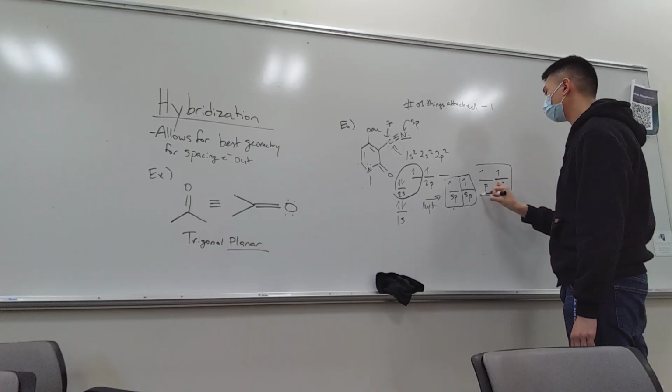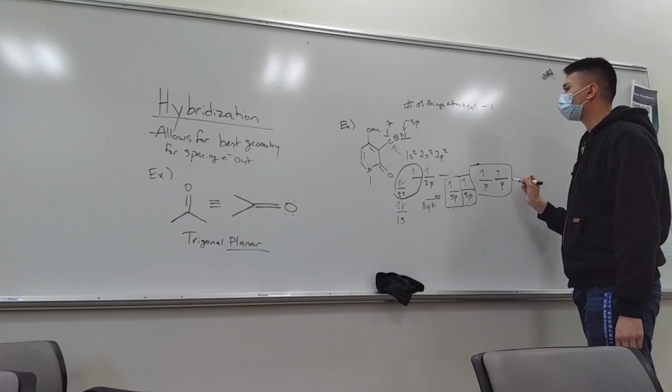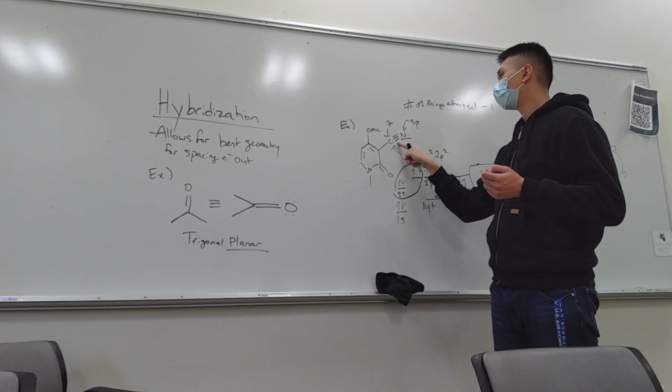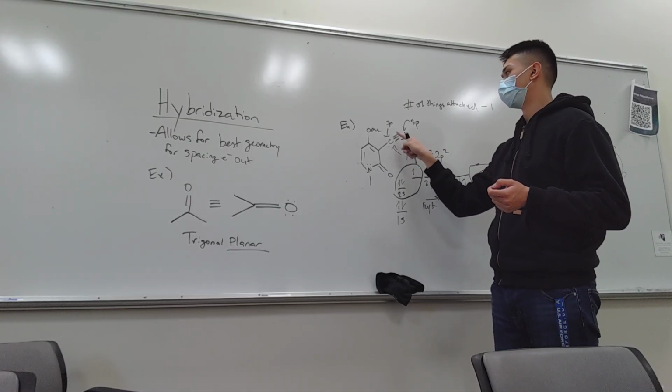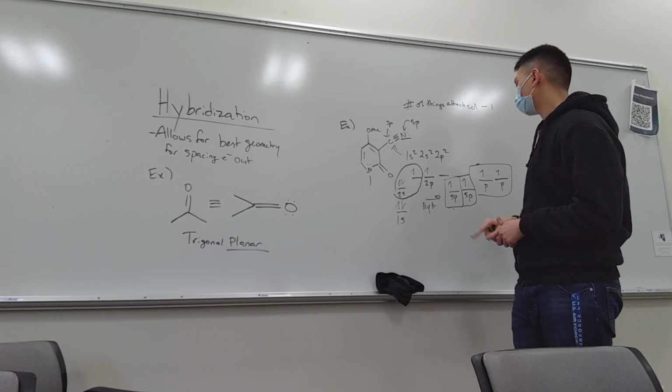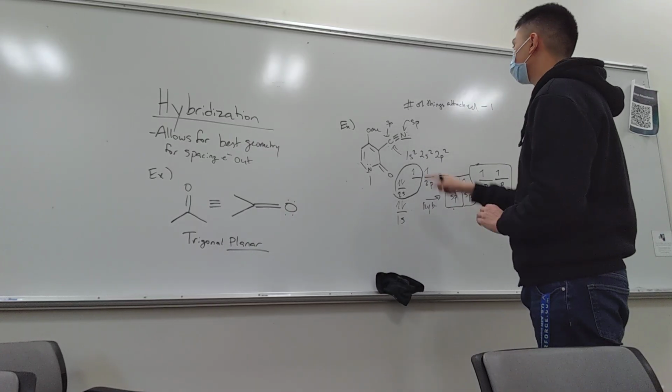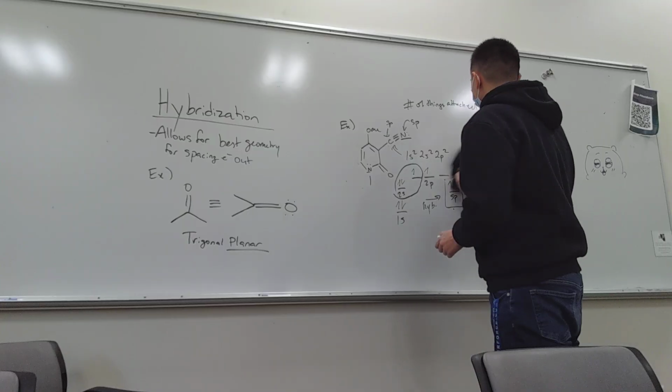Now what about these 2p orbitals? Well, these 2p orbitals are going to be used to make that overlap needed for those pi bonds right there. Remember that p orbital electrons are being used to make pi bonds. What about this nitrogen? Very fast.